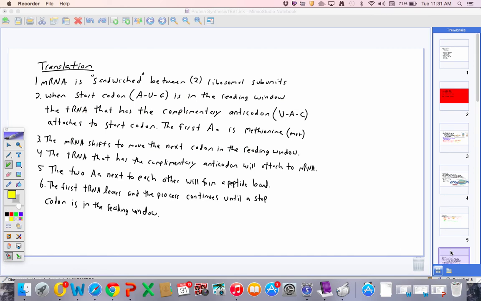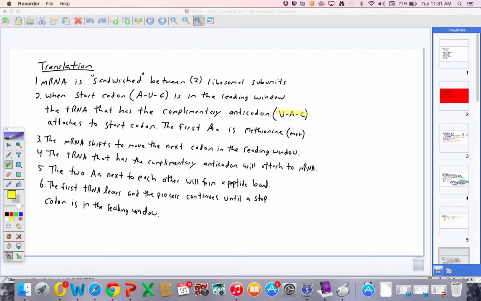Okay, on to translation. Translation is how we're actually going to make the protein. So the mRNA, which is now in the cytoplasm, is sandwiched between the two ribosomal subunits. When the start codon, and the start codon is AUG, is in the reading window, the tRNA that has that complementary anticodon attaches. So what's complementary to AUG? It would be UAC. So that's the anticodon that's on the tRNA, and that's going to attach to the start codon.